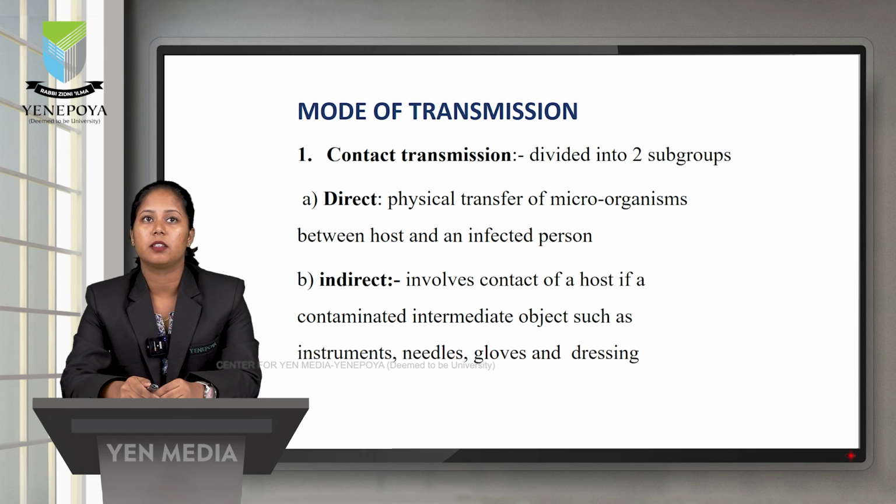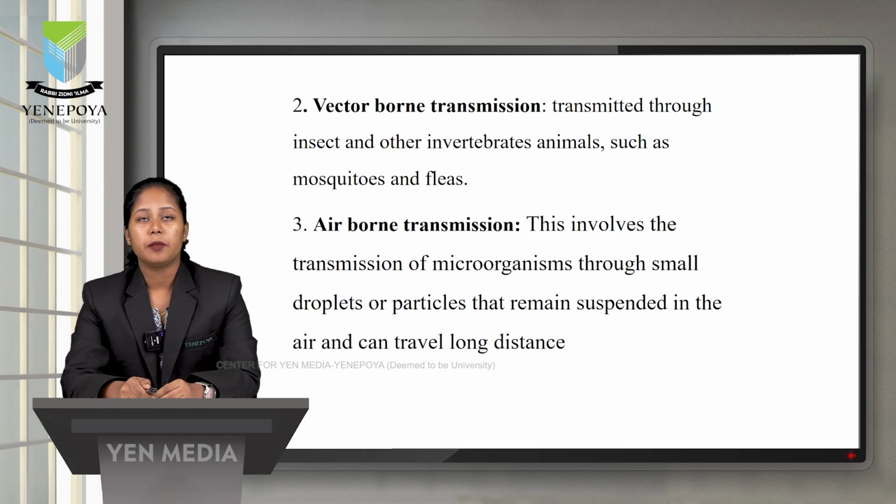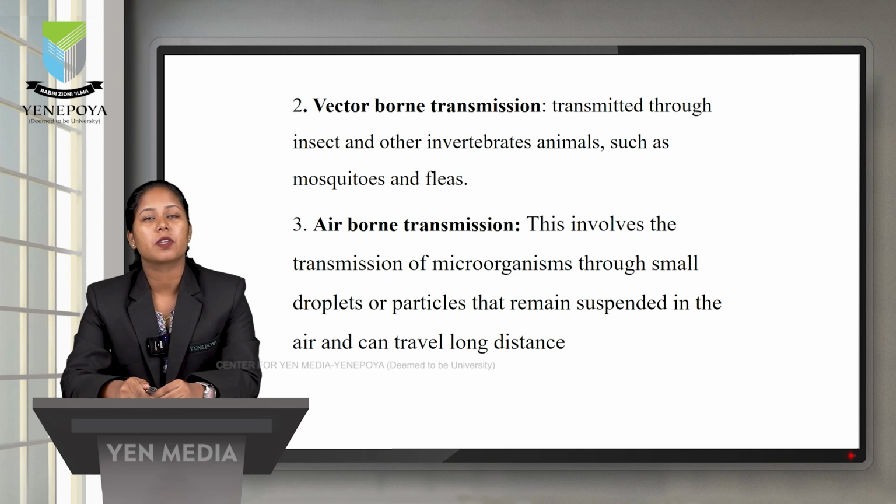Second one is indirect transmission, which means when a person comes in contact with contaminated objects such as instruments, needles, gloves or dressings, then these cause a source or a mode of transmission for a host person. Second mode of transmission is vector-borne transmission. These microorganisms are transmitted through insects and other invertebrate animals such as mosquitoes and fleas. Third type is airborne transmission. This involves the transmission of microorganisms through small droplets or particles that remain suspended in the air and can travel long distances.